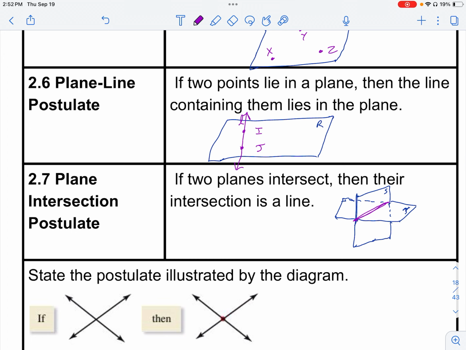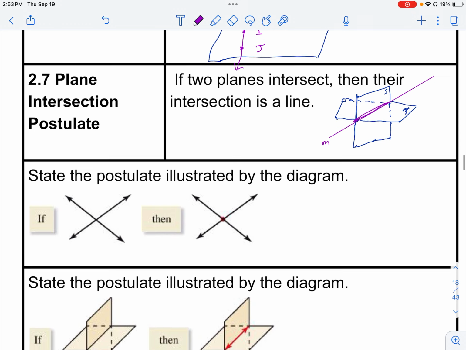Our plane intersection postulate. If 2 planes intersect, so we've got planes S and T, and they intersect, and their intersection is right here on line M. Their intersection is a line. So line M is the intersection of plane S and T. So it's actually very simple. It's all part of the definitions that we would have learned earlier in the course.